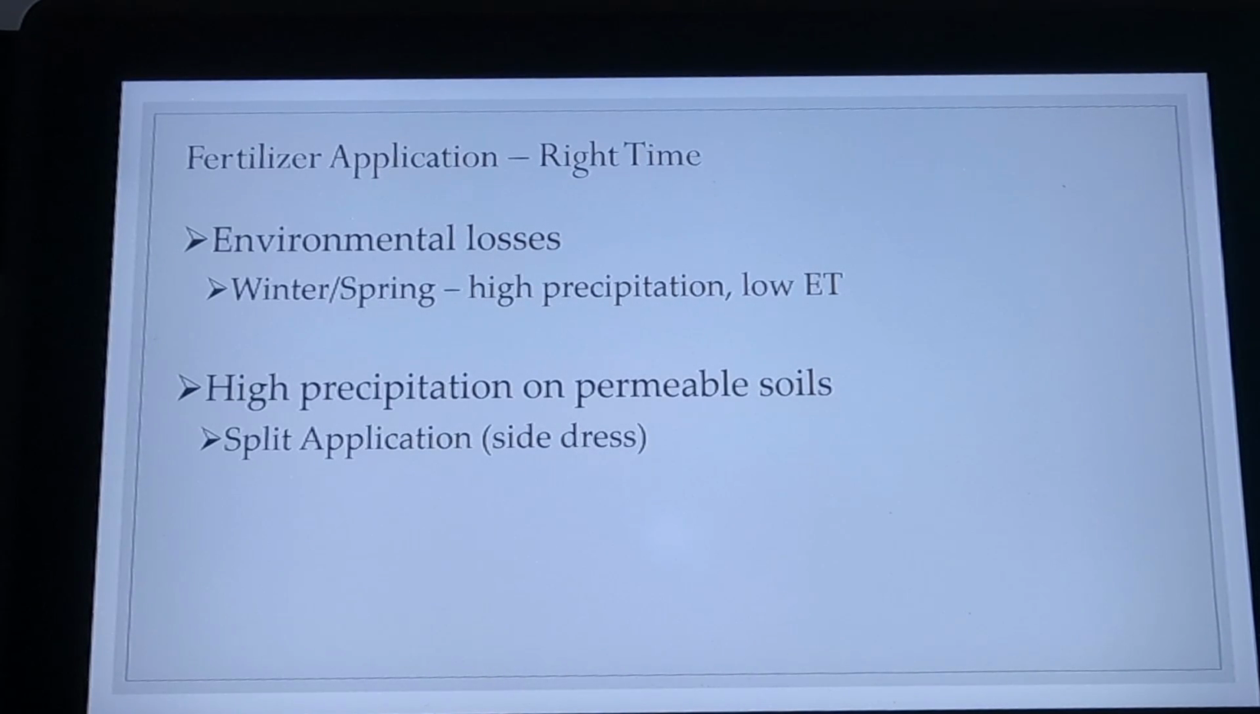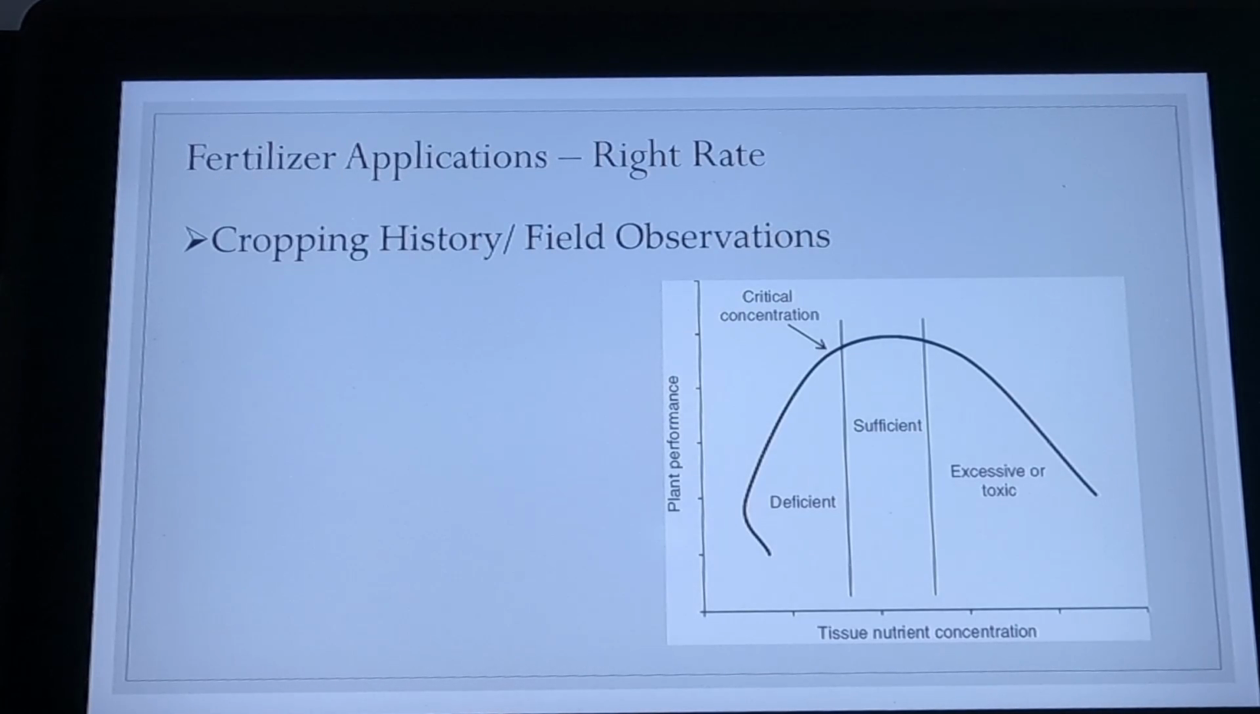How many more do I got? I think we should be getting close.